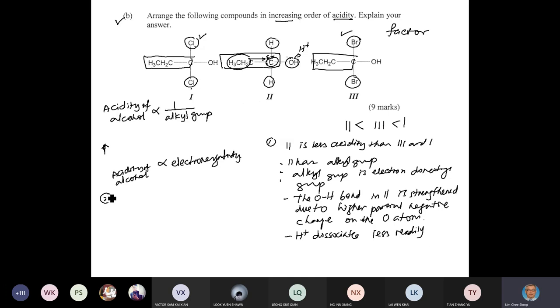Then afterward, point two, I just mentioned to you, quickly write down. Now we go for why the acidity for number 1 and 3 is considered higher. The first point you have to mention: number 1 and 3 are higher than number 2 based on their acidity. Write it down, faster.